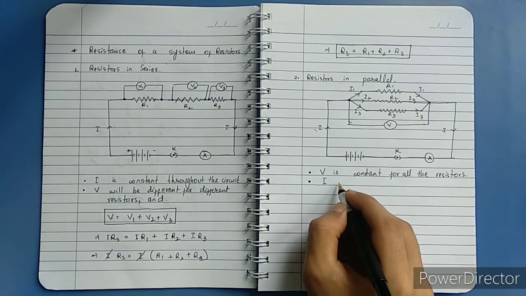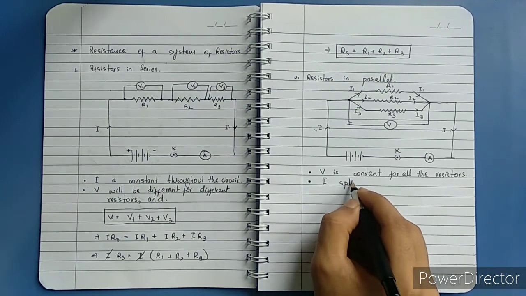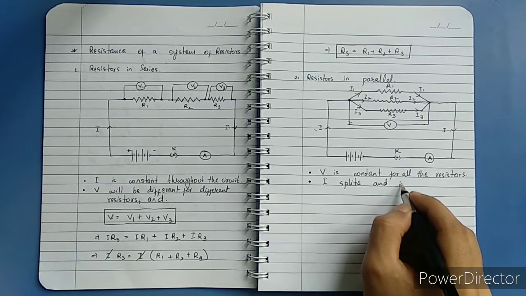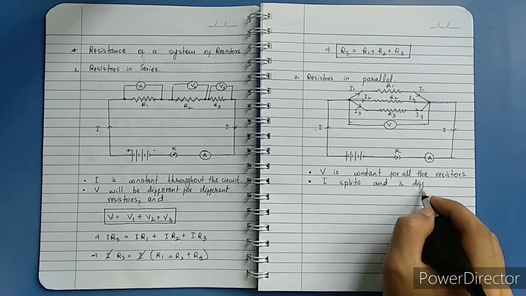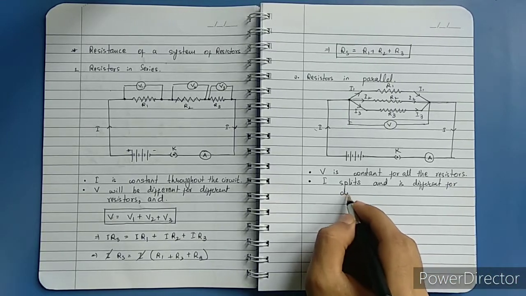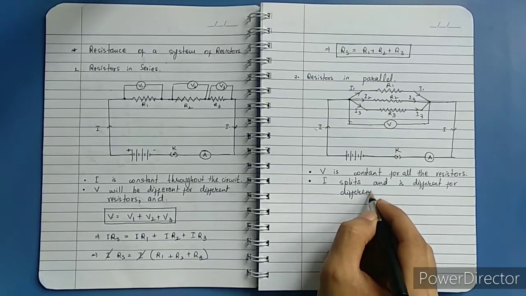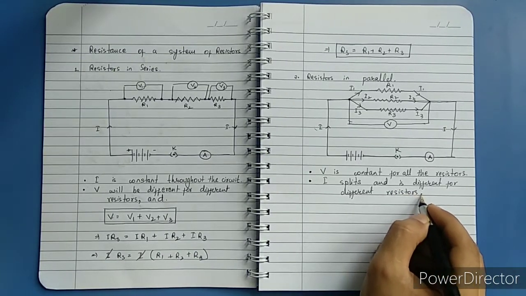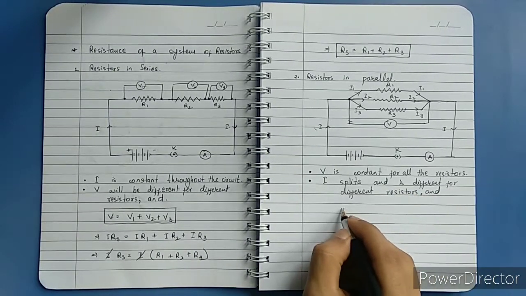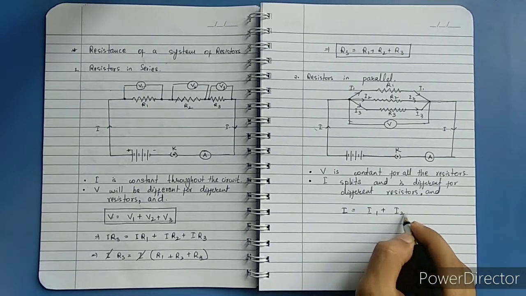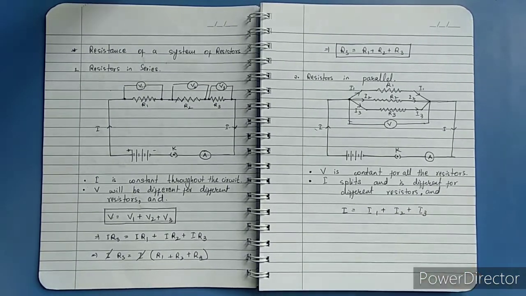The current I splits and is different for different resistors, and the total current I will be equal to the sum of the individual currents, I1 plus I2 plus I3.